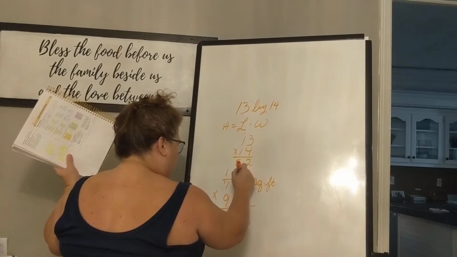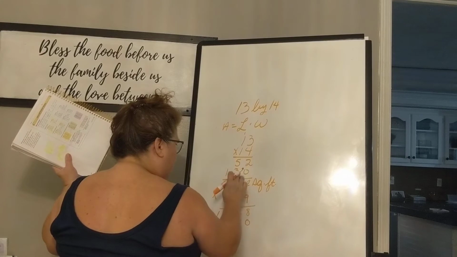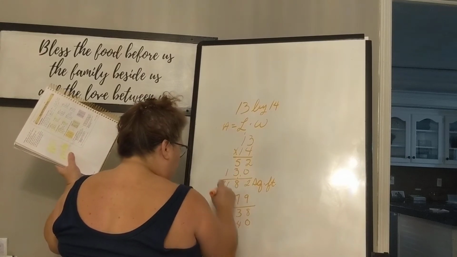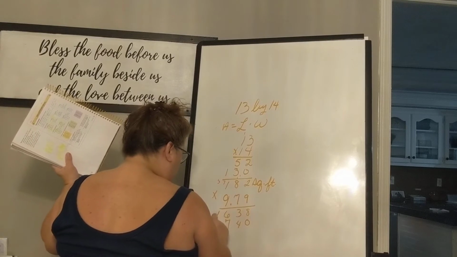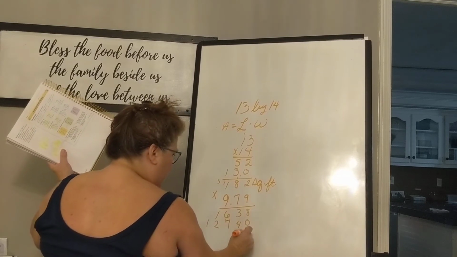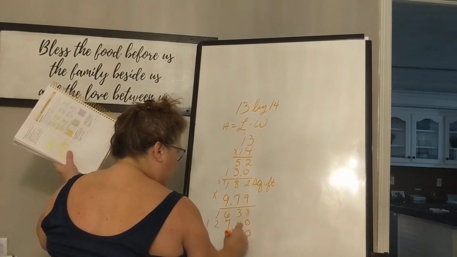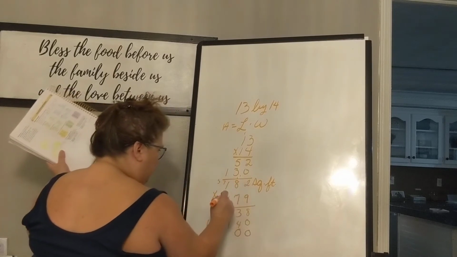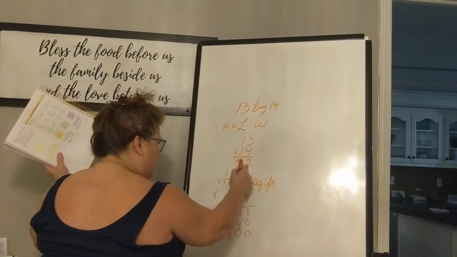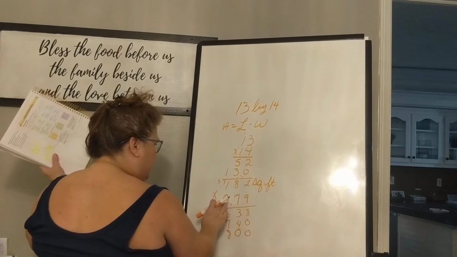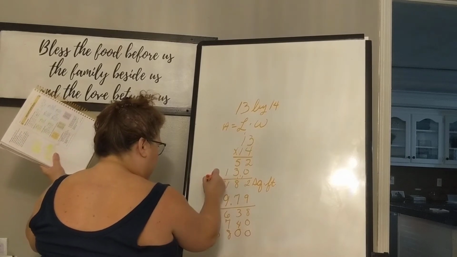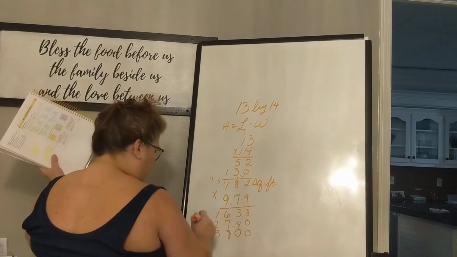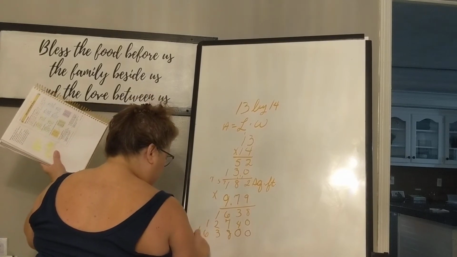Put 4 down, carry the 1. 8 times 7 is 56, plus 1 is 57. Put 7 down, carry the 1. 1 times 7 is 7, plus 5 is 12. We're going to put a 1, a 0 in our ones place, a 0 in our tens place. 2 times 9 is 18. Put 8 down, carry the 1. 8 times 9 is 72, plus that 1 is 73. Put 3 down, carry the 7. 1 times 9 is 9, plus that 7 is 16.